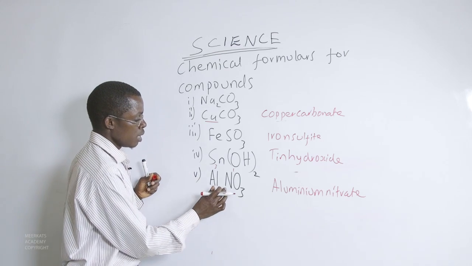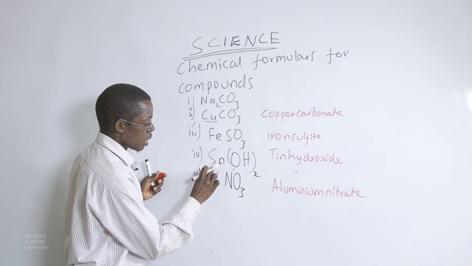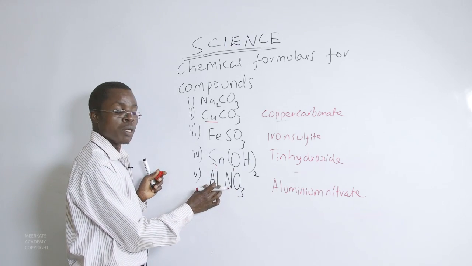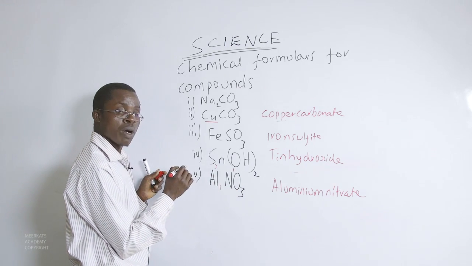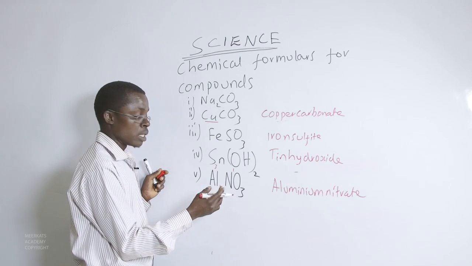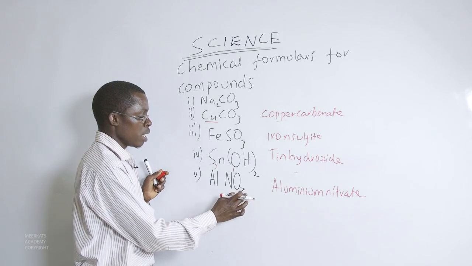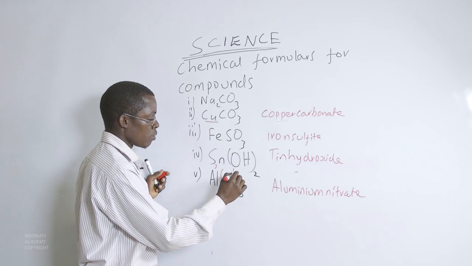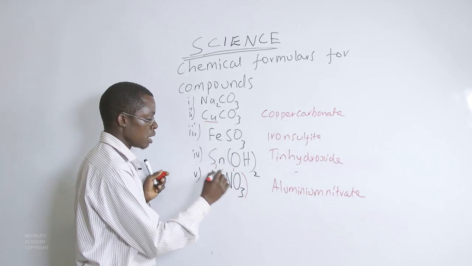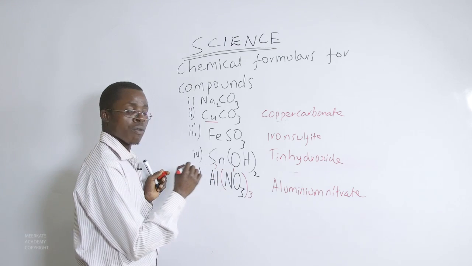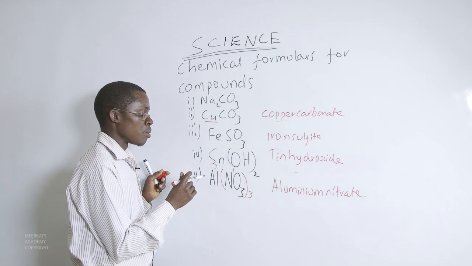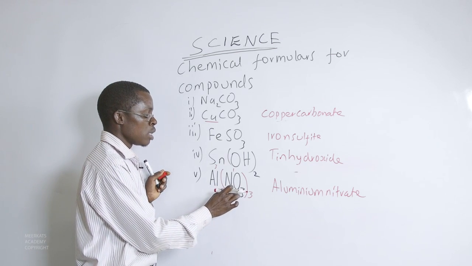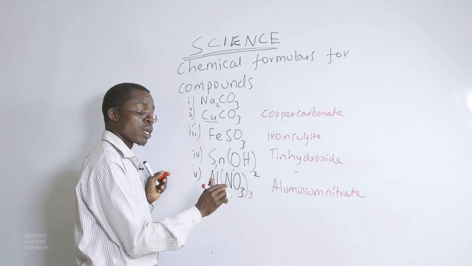Like now here, 3 is going to the nitrate part, 1 is going to aluminium. So since here is 1, there is no need of indicating. You just leave it. But here we have to indicate because 3 is more than 1. Because of that, we have to put this one into brackets, then indicate the combining power of aluminium outside the brackets as 3. Remember, N and 3 oxygens are operating as 1.